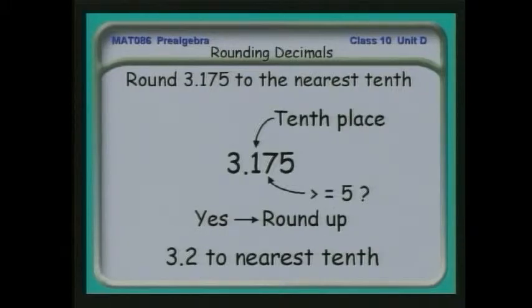If that number happened to be less than a 5, then we would round down and leave that number at the 10th place the same, and then again drop any numbers to the right of it. So for example, if that were 3.135 instead of 3.175, I would round that down to 3.1 to the nearest tenth.